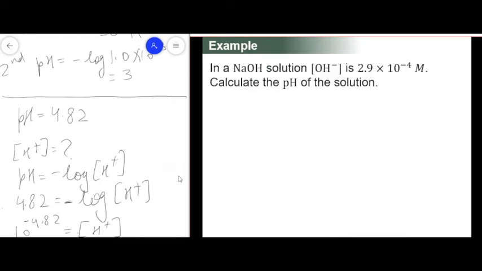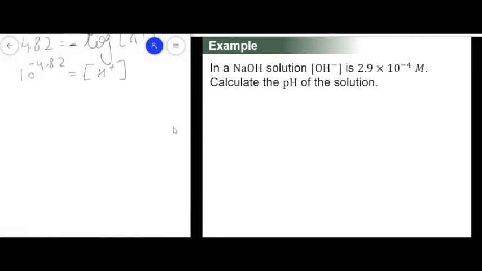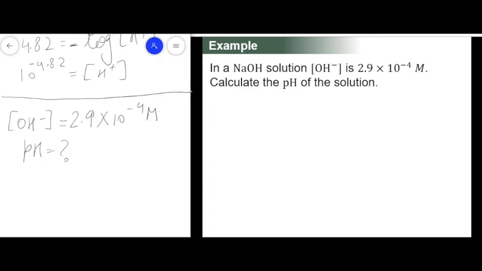Okay. Next question: in a sodium hydroxide solution, OH ion concentration is 2.9 times 10 raised to the power minus 4 molar. Calculate the pH of the solution. So now what's given to us, we have a basic solution. The concentration given to us is OH minus equals 2.9 times 10 raised to the power minus 4 molar. The question is asking what is the pH of the solution.